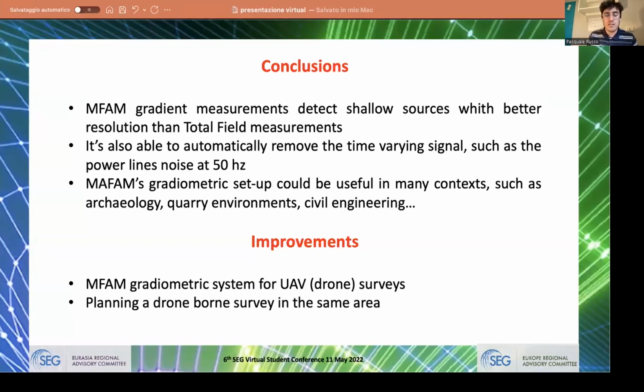And finally, the FAM gradiometric system could be used for UAV drone surveys, where the FAM magnetometer is carried by a UAV platform. So finally, this work makes us able to plan a drone-borne survey in the same area. It will cover all the impervious quarry area to quickly map the whole igneous body.